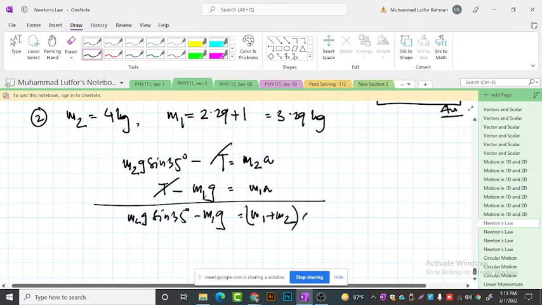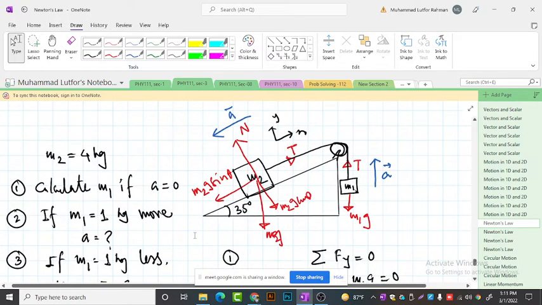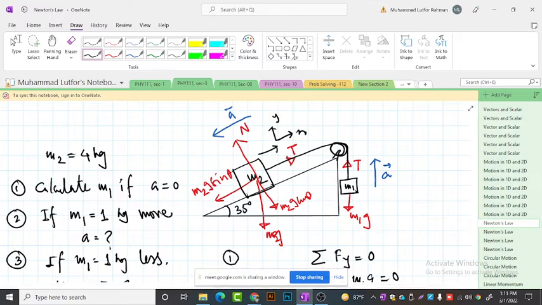I know all the parameters here. I know M1, M2, and g, so I can find the acceleration if I plug the values into this equation. After doing that, you will find that this a is going to be minus 1.34 meter per second square, which means that block 2 will move upward instead of moving downward, although the mass of block 2 is higher than block M1, right?